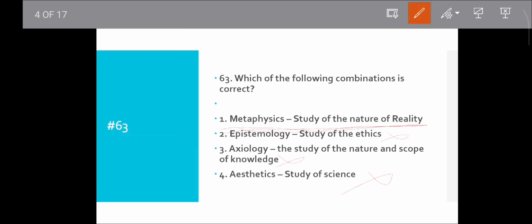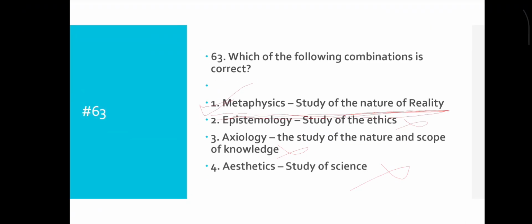Metaphysics studies the nature of reality. Then epistemology, what? Epistemology is the study of knowledge, not ethics. Axiology is the study of values, not knowledge. Aesthetics is the study of beauty and art, not science. So option 1 will be the correct answer. Then move to the next question.